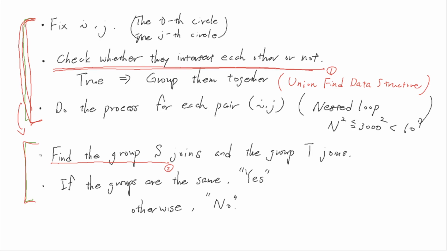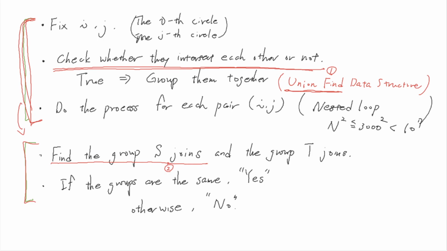I recommend you use a famous data structure to group something. That is the union find data structure. I don't explain this data structure. Please Google it or see my code. And finally, I explain how to find the group S joins.